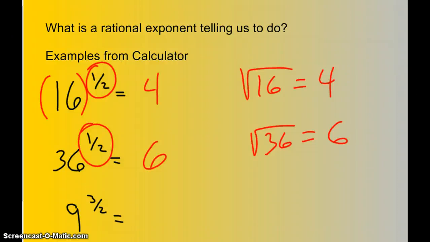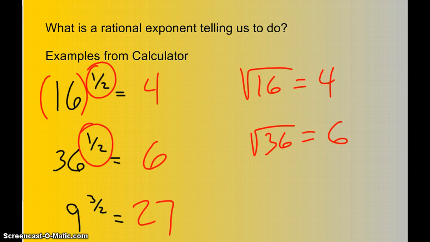So then that brings us to the question, what happens if we have a problem like 9 to the 3/2 power? So it's no longer just the 1/2 power. We know the 1/2 power is a square root. And so if we punch 9 to the 3/2 power into our calculator, the answer comes out as 27.